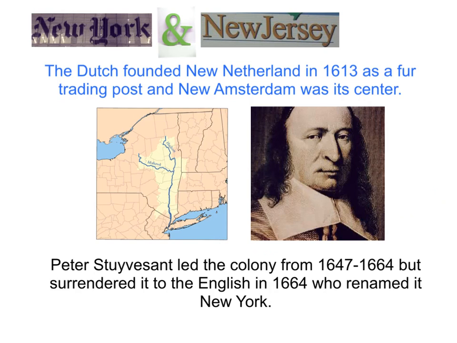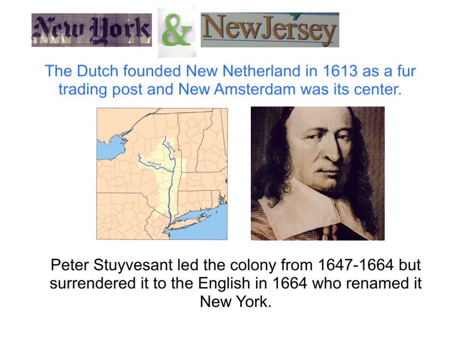The capital of New Netherland was New Amsterdam. Amsterdam's the capital of the Netherlands, and New Amsterdam's the capital of New Netherland. New Amsterdam was the center of this fur trading Dutch colony. You can see that in this map here. This yellowy area is New Netherland, right along the Hudson River and the Mohawk River.